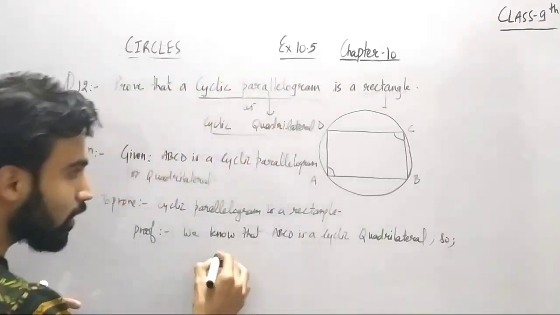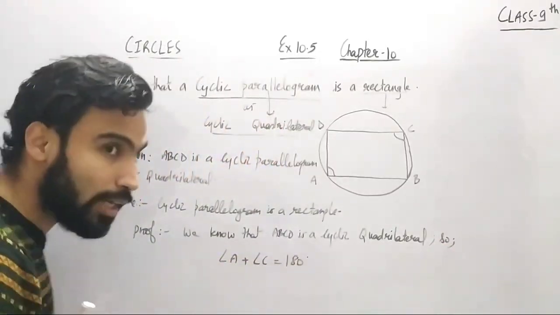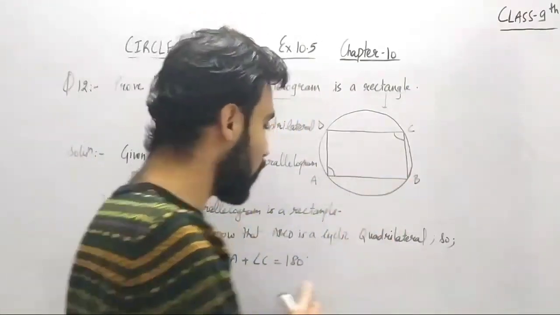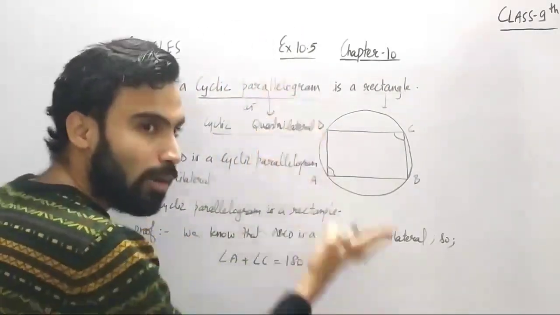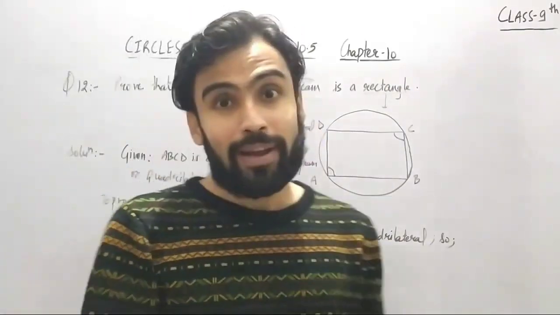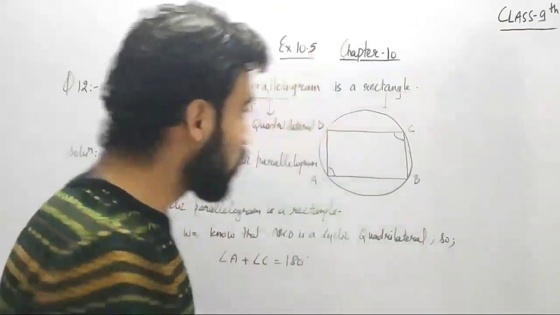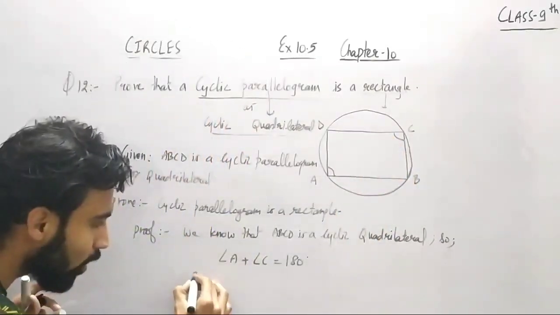So you can see angle A plus angle C is equal to 180 degrees. This is the property of a cyclic quadrilateral, that the sum of its opposite angles is 180 degrees. But this is a cyclic parallelogram, and we know that the opposite angles of a parallelogram are equal, right? So according to this, angle A will also be equal to angle C. So let me first write that thing also.